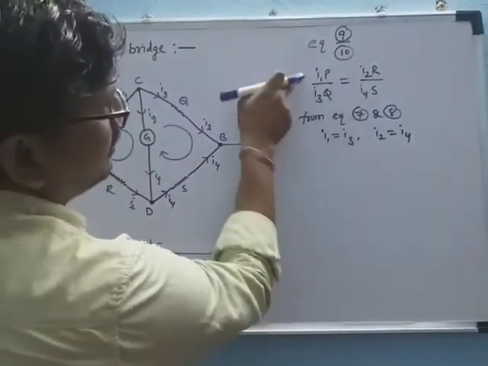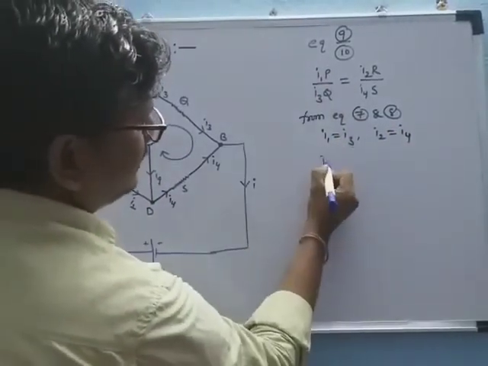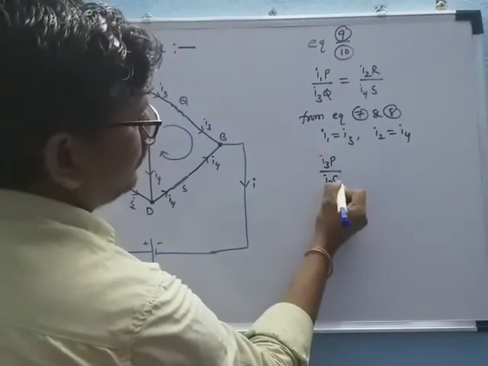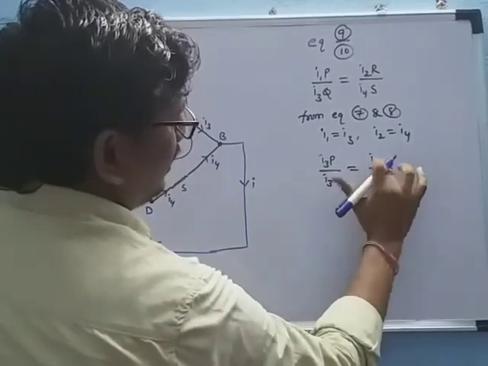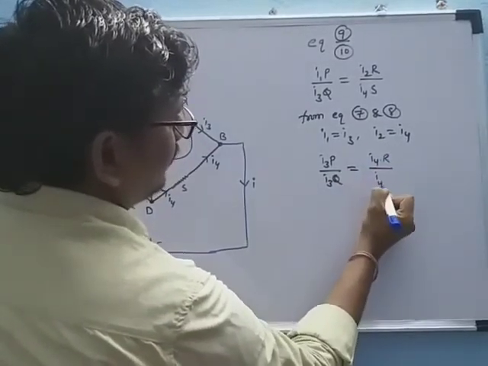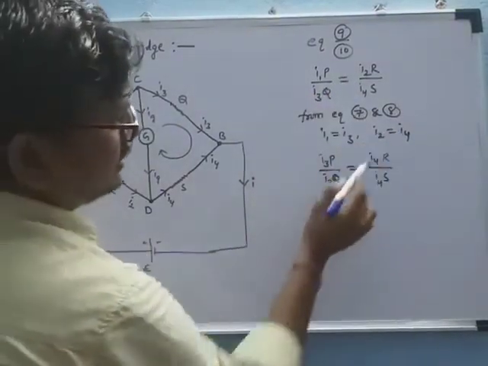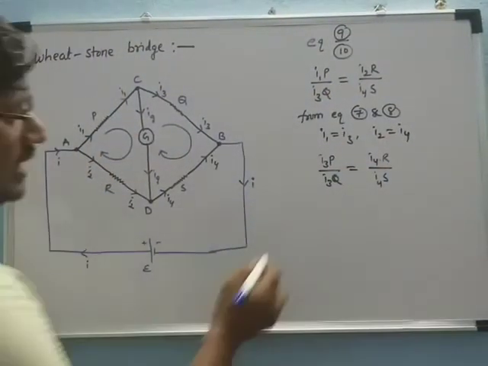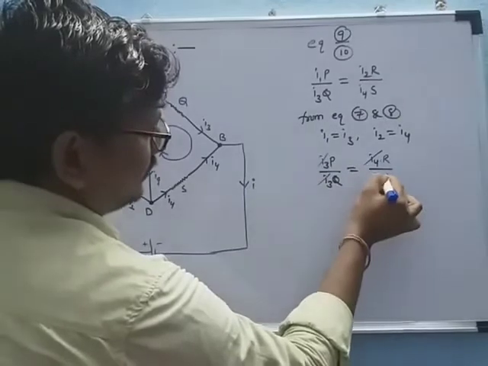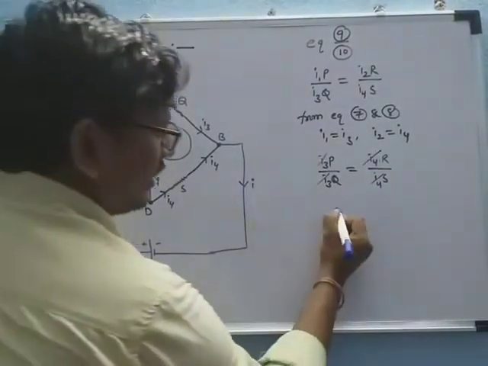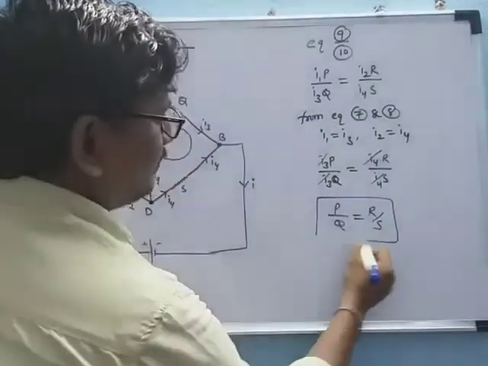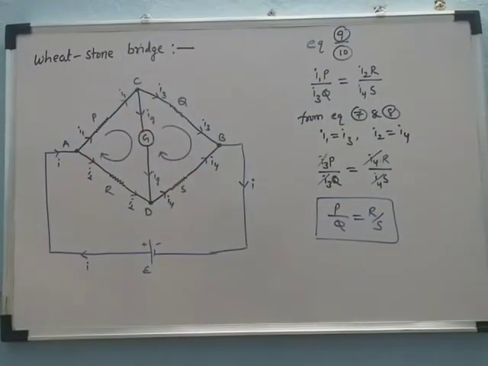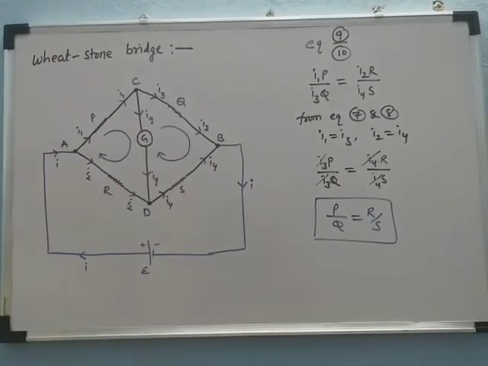Then these values can be substituted. I1 is equal to I3. So I3 P by I3 Q is equal to I4 R by I4 S. I2 is equal to I4, then we can cancel. I3 and I4 get cancelled. Then what is there here? P by Q is equal to R by S. This is the principle of a Wheatstone bridge, comparing the four resistances. P by Q is equal to R by S.